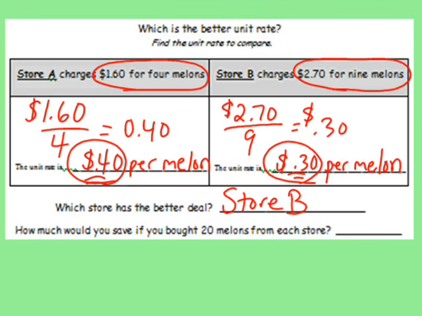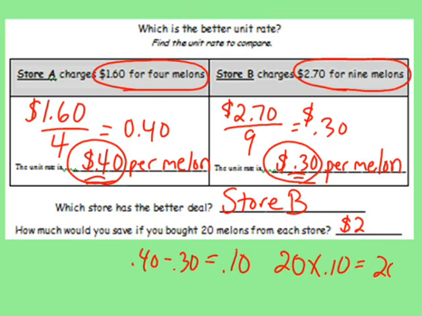How much would you save if you bought 20 melons from each store? Well, you're saving 40 cents minus 30 cents, you're saving 10 cents. So if you bought 20 melons and you were saving 10 cents per melon, you'd be saving $2. Okay, let's do one more example.